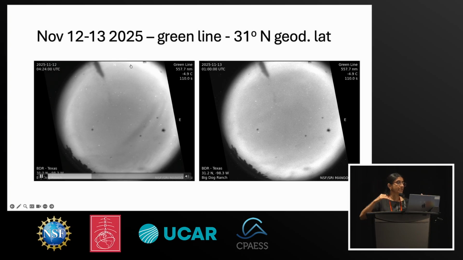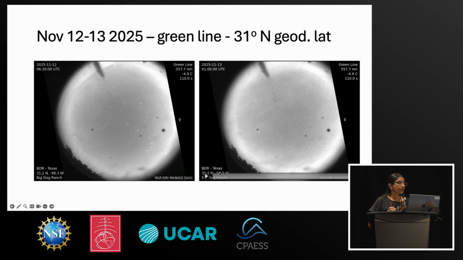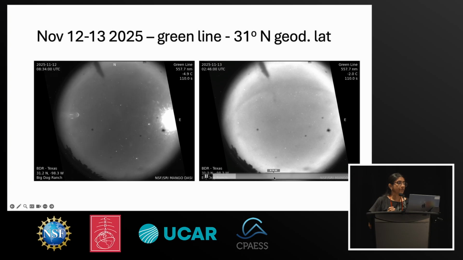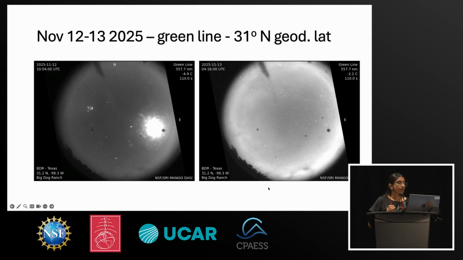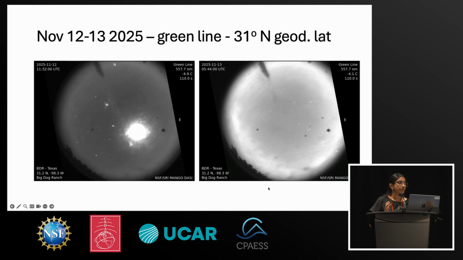The image will dip in intensity right there, and the bubble started, well, I'm calling it bubbles, but an unusual structure is propagating. On the next night, November 13th, I would like you to pay attention to the southern edge of this image in a little while. It will look nothing like an actual bubble, but it will look like wildfire.